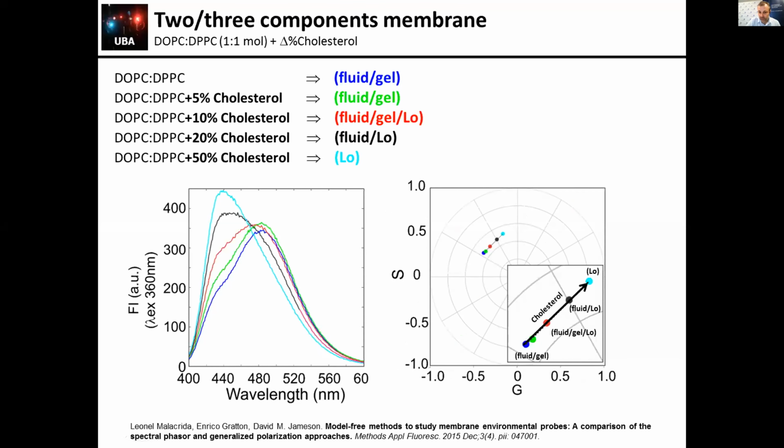But if we transform our data to phasor, look what happened. Well, we are going from this point to the other point, and everything comes in a line. Which means that we are looking at these water molecules that we talked about before, and everything is a linear combination between the different states of the membrane.